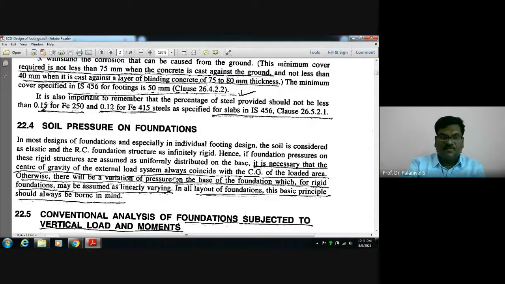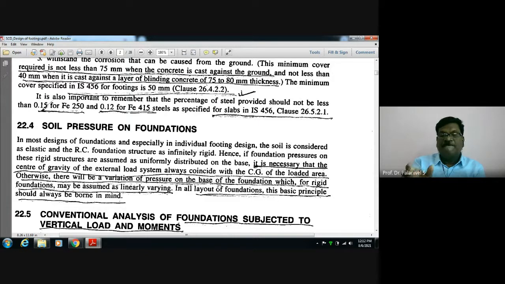Otherwise, there will be a variation of pressure on the base of the foundation, which for a rigid foundation may be assumed as linearly varying. We assume the foundation is rigid; we are not taking into account the elastic deformation of the footing. The pressure is always assumed as linearly varying, either uniformly distributed or, if any eccentricity is involved, because columns are not only subject to axial load. Columns are subject to axial load as well as moment, uniaxial moment, biaxial moment, and you have already seen the design of a short column.